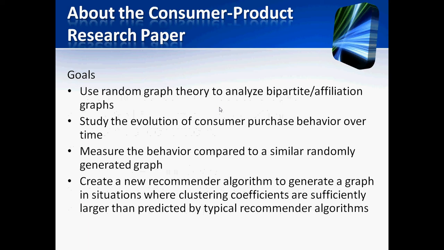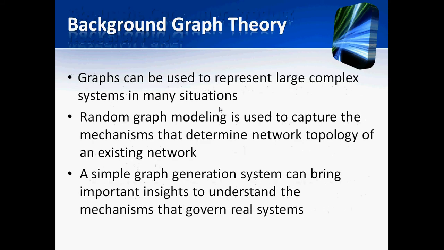Their goals were to use random graph theory to analyze bipartite or affiliation graphs, to study the way consumer purchasing evolves over time, to measure that compared to a randomly generated graph, and to create a new recommender algorithm to generate a graph in situations where clustering coefficients, and this is what they did, but it could be something other than clustering coefficients, or other measures are sufficiently different than predicted by typical recommender algorithms.